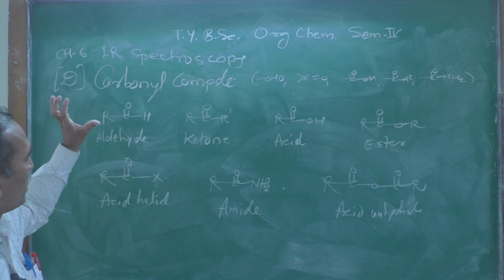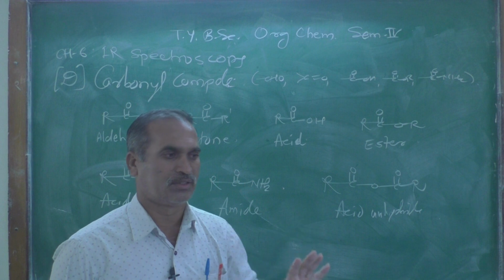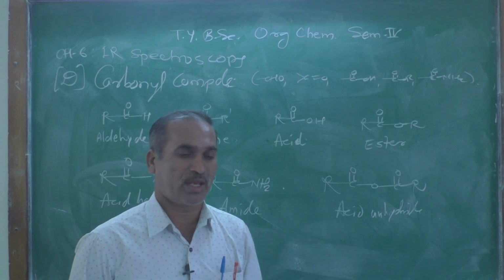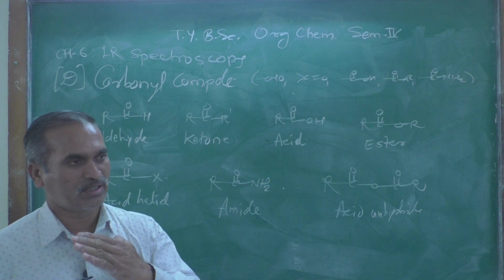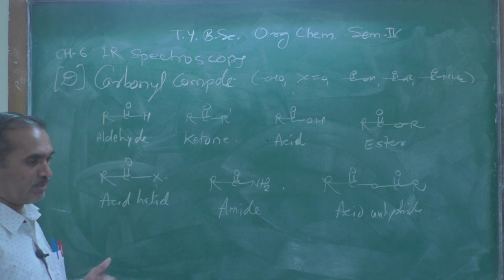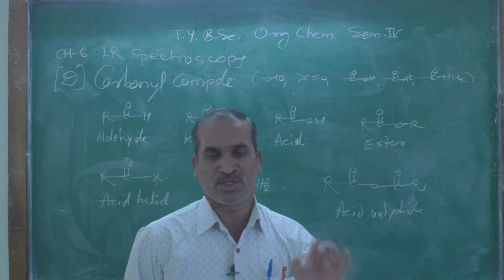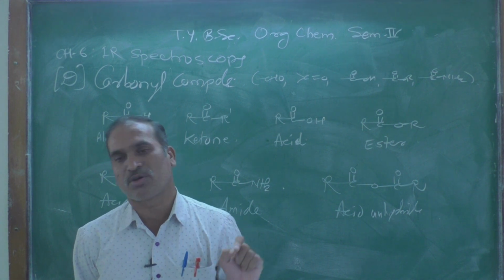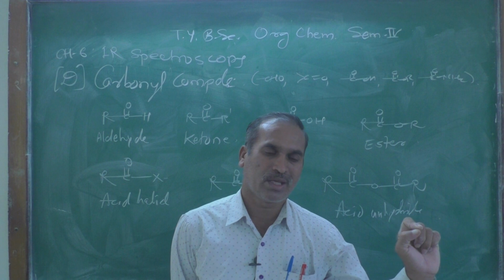Now let us define aldehyde. What do you mean by aldehyde? The easiest way to remember those organic compounds is by defining them in a similar fashion, in the same way. The organic compound having the general formula RC double bond OH is known as an aldehyde, where R may be aliphatic or aromatic.